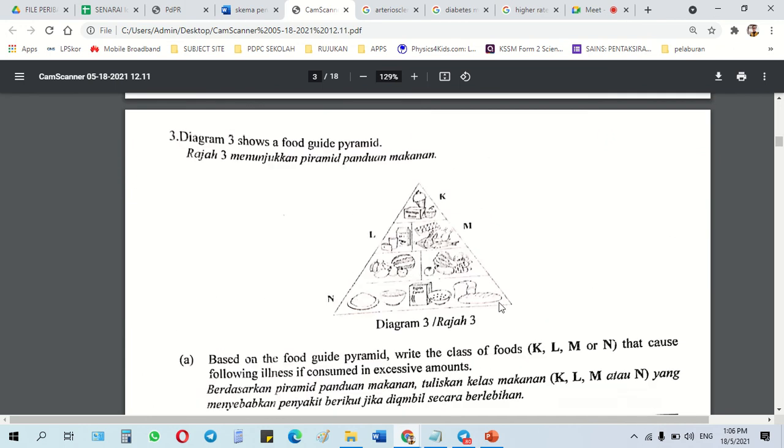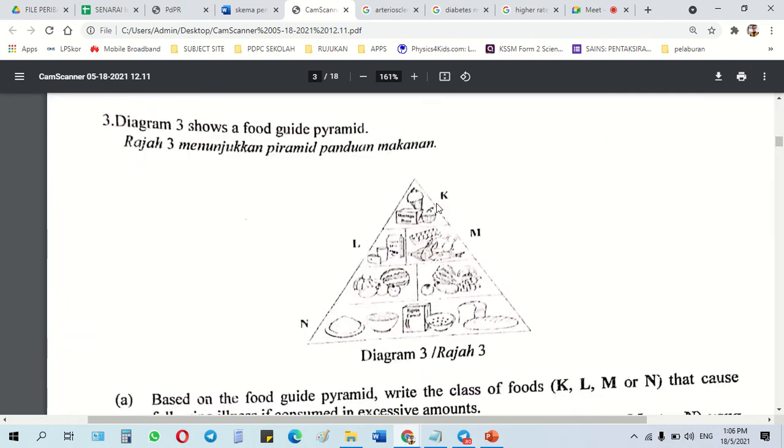Okay. This one is a bit difficult. The picture is not very clear. So this is a food guide pyramid. So we have K, we have M, L, and then we have N. Okay, so we know N is the one with the most, of course carbohydrate. Okay, and then here we have vitamins, fiber, minerals. So here we have protein, calcium. So at the very top we have sugar, fat, and salt here.